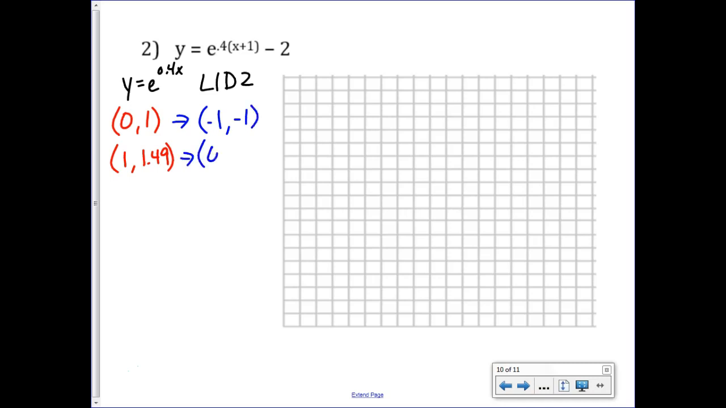For this one, when I move left 1, I'm at 0. When I move down 2, I'm at about negative 0.51, so about negative 1/2. My original asymptote was y equals 0. So if I move down 2, my new asymptote is going to be y equals negative 2.